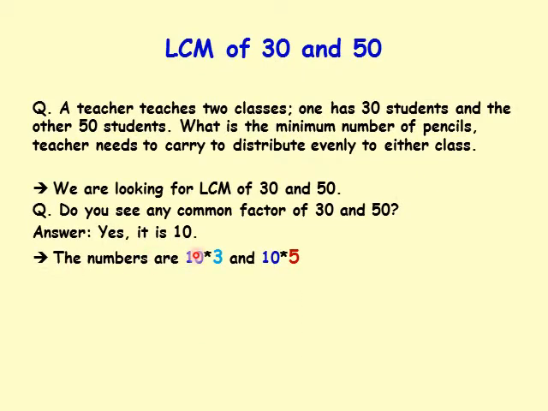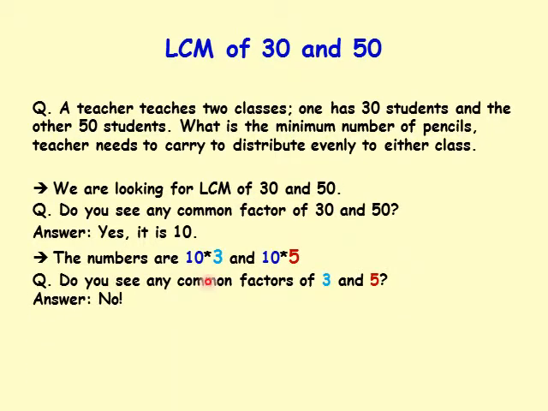So the two numbers are 10 times 3 and 10 times 5. 30 is 10 times 3, and the second number is 10 times 5. Do you see any more common factors of 3 and 5? Nope, there are no more common factors. 3 is divisible by 3 and not by 5, and 5 is divisible by 5 and not by 3.